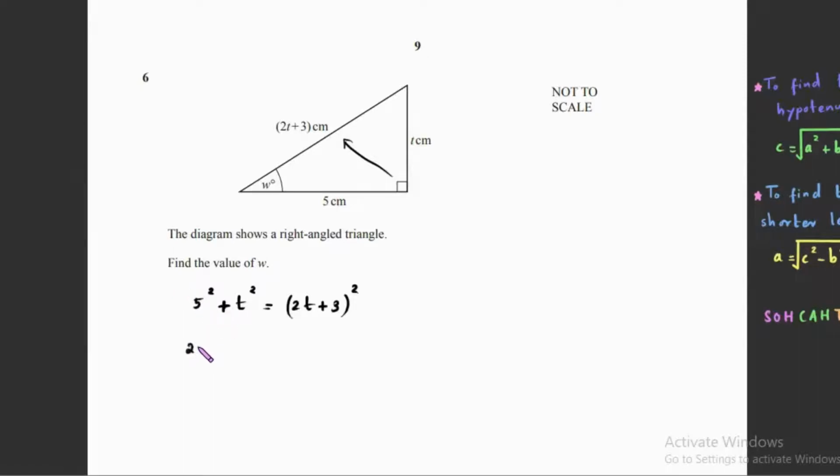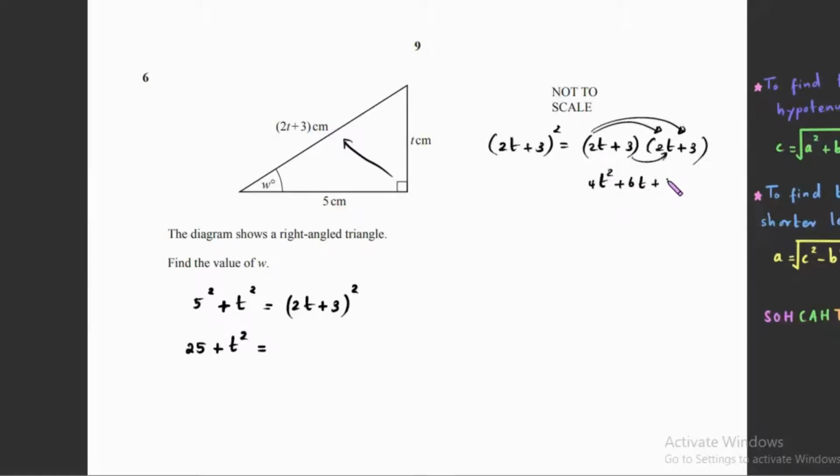So 5 squared is equal to 25. So this is 25 plus t squared is equal to 2t plus 3 squared. 2t plus 3 squared is the same as 2t plus 3 times 2t plus 3. That's the meaning, so I need to expand it. 2t times 2t is 4t squared. 2t times 3 is 6t. 3 times 2t is 6t. 3 times 3 is 9, which is the same as 4t squared plus 12t plus 9. So I can put that here: 4t squared plus 12t plus 9.